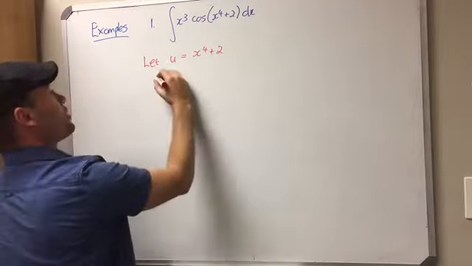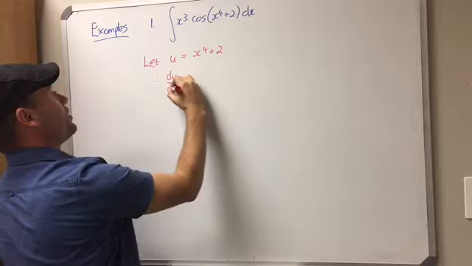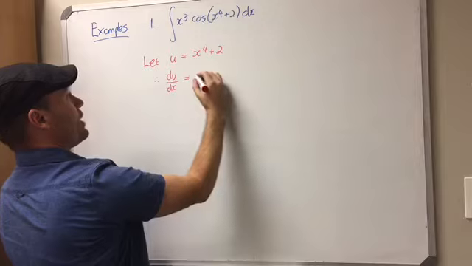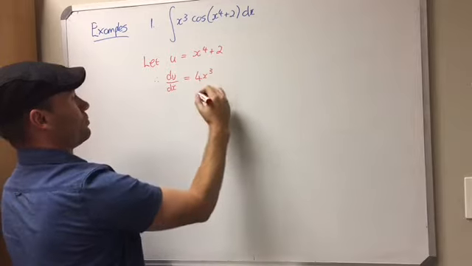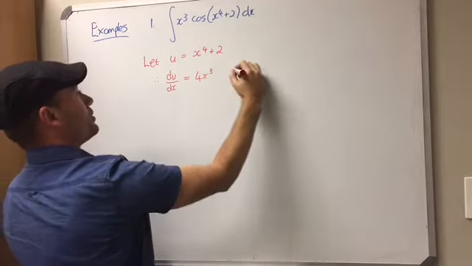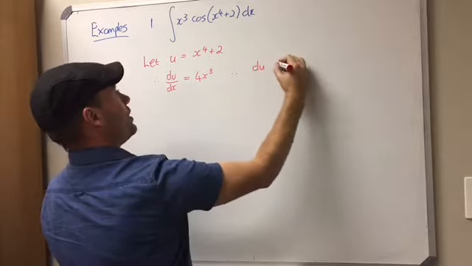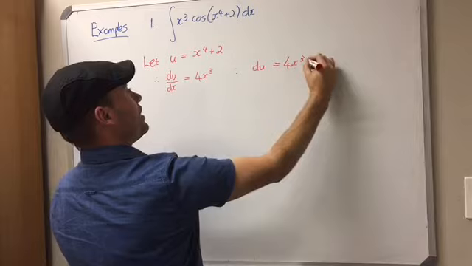Now note what happens when I take du by dx, which I have to do because I have to calculate du. du by dx is 4x cubed. Therefore, I can multiply both sides by dx. I get du is equal to 4x cubed dx.